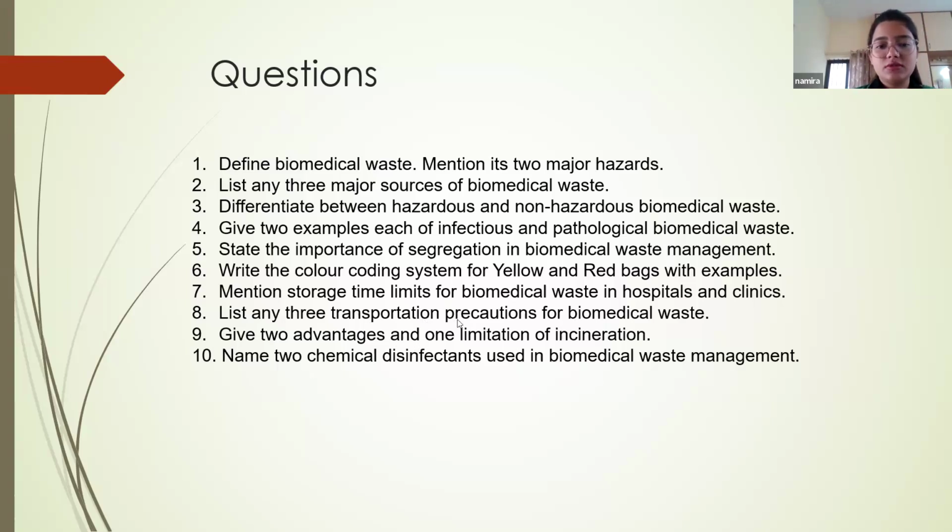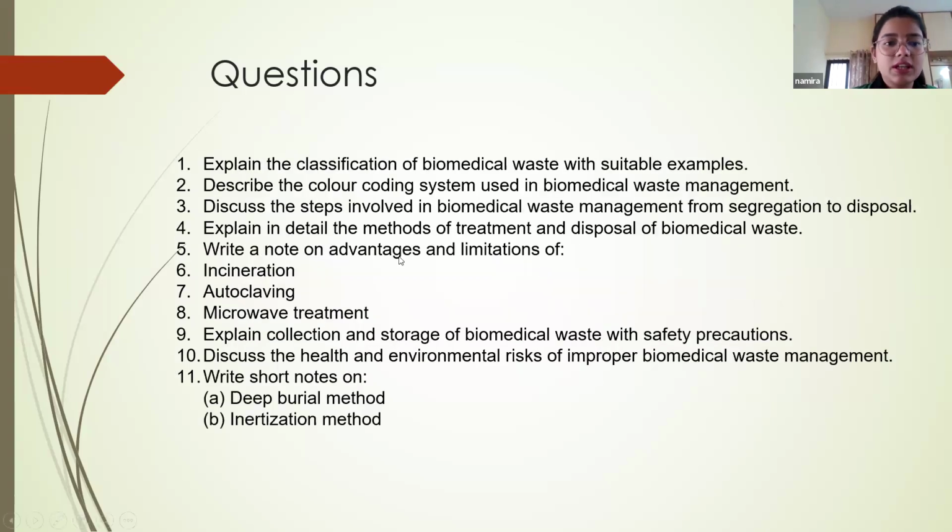5 mark question. Explain the classification of biomedical waste with suitable examples. Second is describe the color coding system used in biomedical waste management. Third, discuss the steps involved in biomedical waste management from segregation to disposal. Fourth, explain in detail the method of treatment and disposal of biomedical waste. Write a note on advantages and limitations of incineration, autoclaving, and microwave treatment.